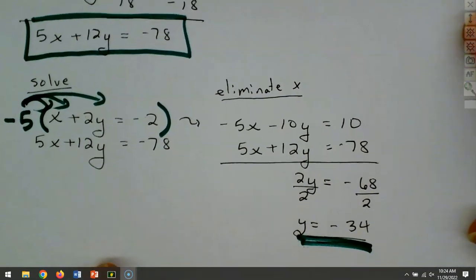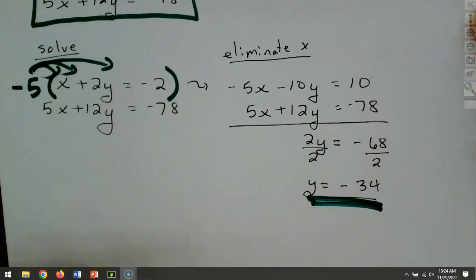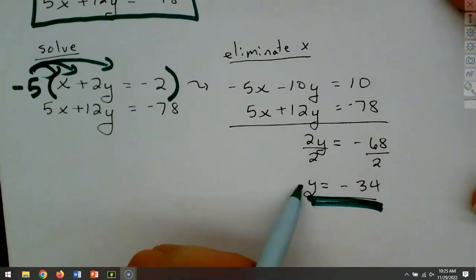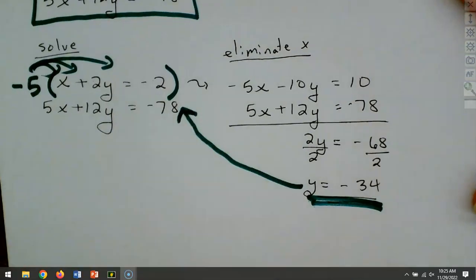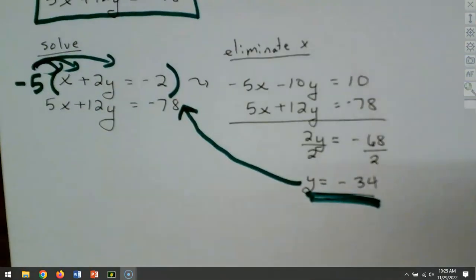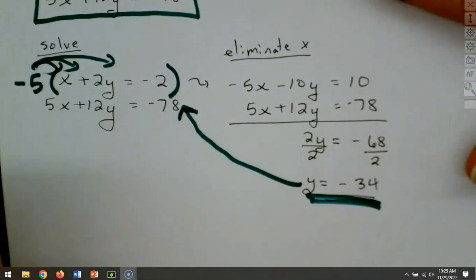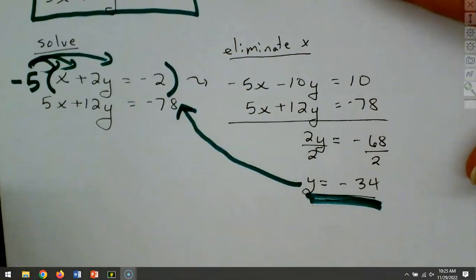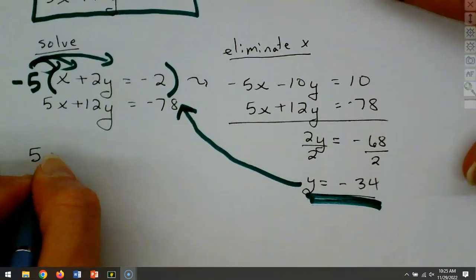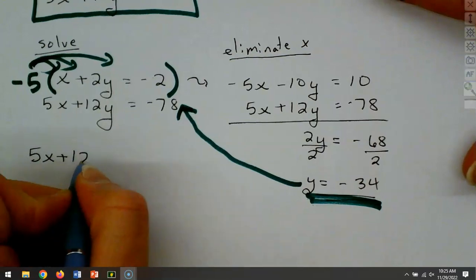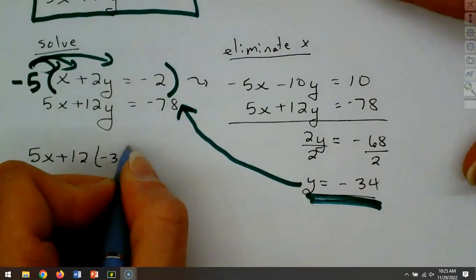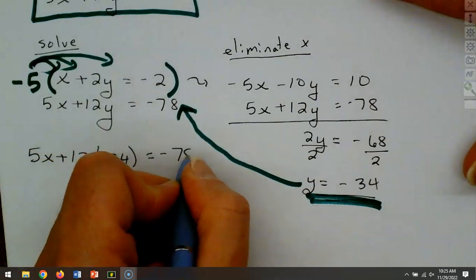Now, once we have one of them, what do we do? We take that and plug it into something else. One of the equations. Doesn't matter where we plug it into. We've got one variable. We're almost done. I'm going to plug this into there. So I'm going to plug in that y equals a negative 34. And so that gives me 5x plus 12 times a negative 34 equals that negative 78.